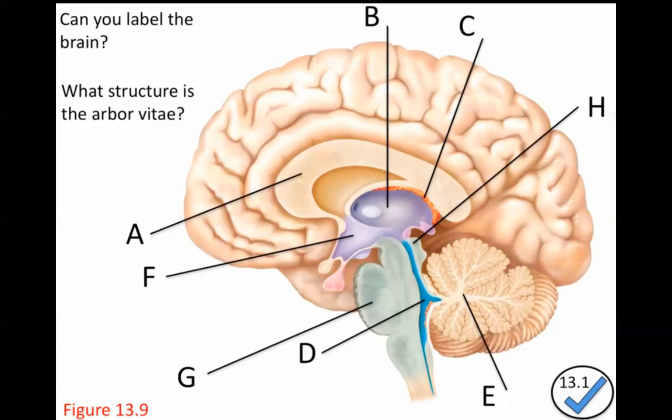D is the fourth ventricle. E is the cerebellum, or if I said, what's this white stuff? You'd tell me it's the arbor vitae. So we've found the arbor vitae. F is the hypothalamus, part of the diencephalon. G is the pons, part of the metencephalon. And H, that is the superior colliculi, part of that corpora quadrigemina.